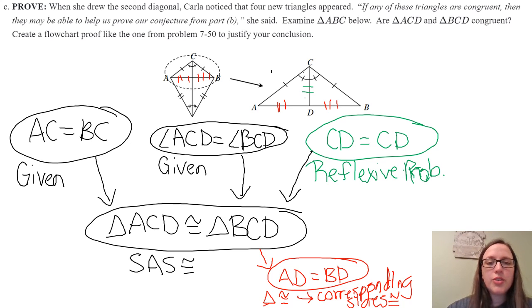Okay, so we proved that we have side, angle, side that's congruent. Triangles are congruent. Therefore, all the sides and all the angles must be congruent on that triangle. So that just proved that that diagonal bisects the other diagonal. So CD right here bisects AB right there.